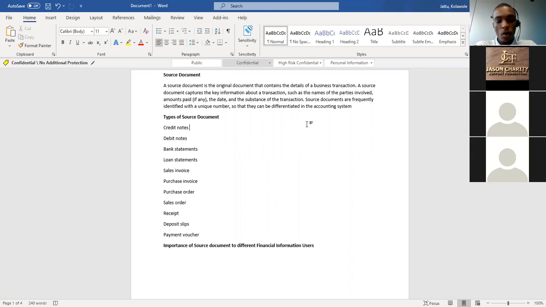So it all boils down to this: if you know the users of financial statements, that will help you tailor the importance of source documents to such users, because different users use these source documents for different reasons. An auditor, for example, we all know an auditor is a person saddled with the responsibility to give an opinion on the financial statements of an entity, whether the financial statements of an entity show a true and fair view.